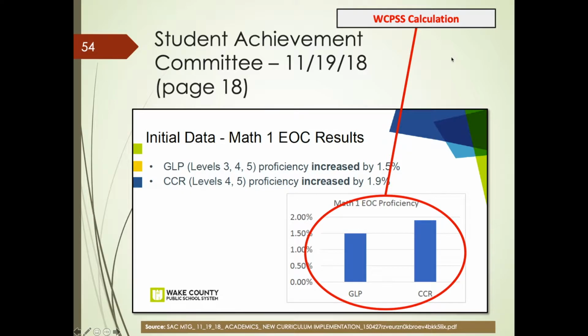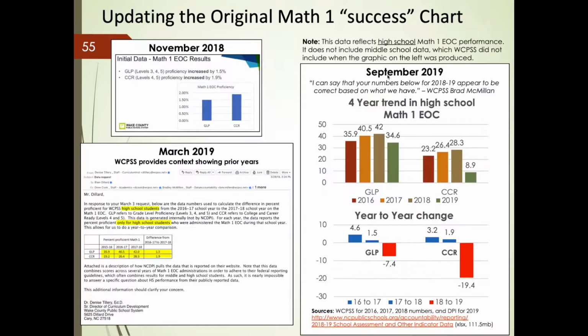And again, this is the V1 data, and that is a WCPSS calculation. So having access to the 2019 data and knowing how it connects to the original Math 1 success chart, we can now update that chart and show a 2019 version of that data.